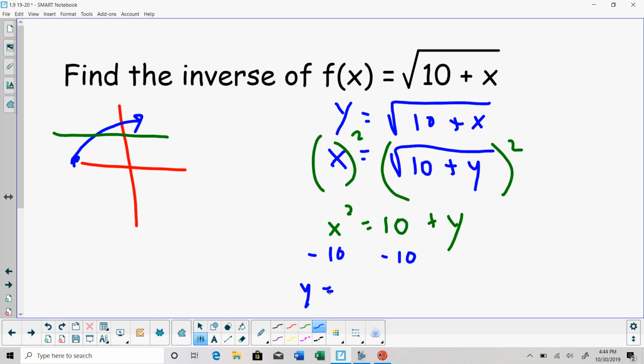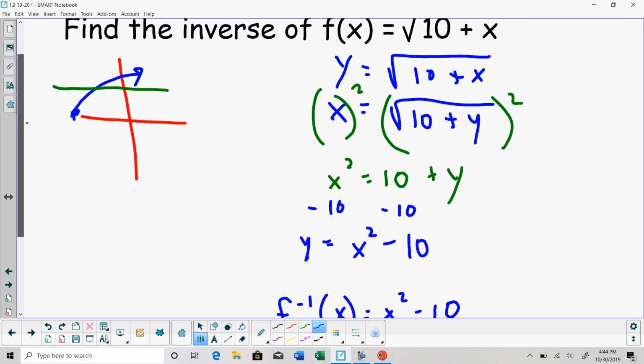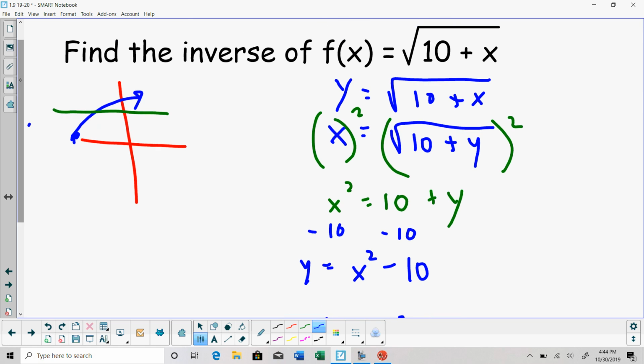So I would get y equals x squared minus 10. And then if I rewrite y as f inverse of x, I would get x squared minus 10. Now, hold up for a minute because we have a little thing to discuss, and that's the domain and range. It's causing a little bit of a problem. So let's talk about the domain for this original function.